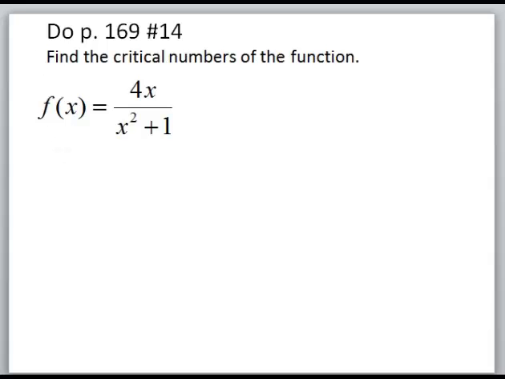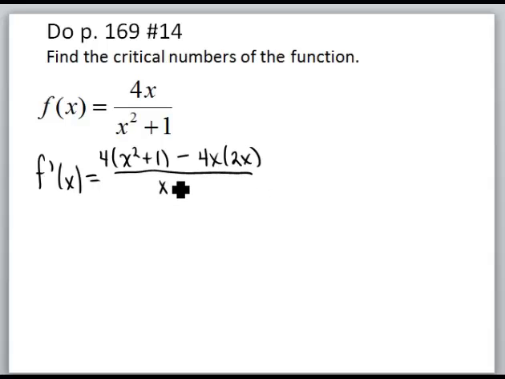So what I'm going to do is go ahead and find this first derivative. I have to use the rules I learned in the last unit, which is the quotient rule. So I need to do bottom times the derivative of the top, minus the top times the derivative of the bottom, all over bottom squared.